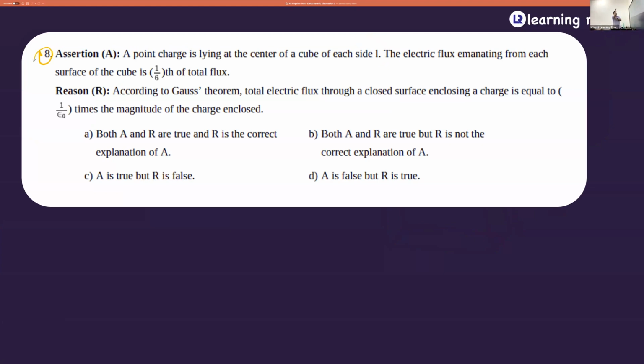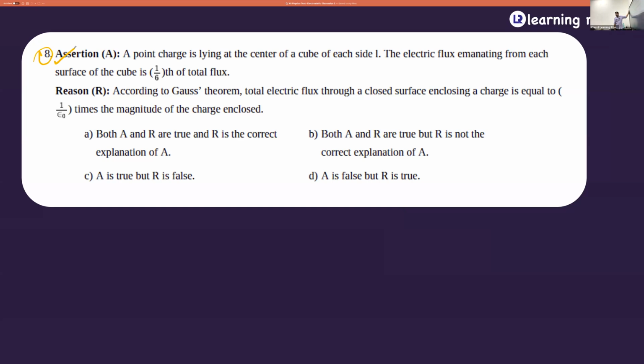So assertion reason. A point charge is lying at the center of a cube of side L. The electric flux emanating from each surface of the cube is 1/6 of the total flux. Is that right? Yes. So we did a problem from the textbook also. You remember that problem. So according to Gauss theorem, total electric flux through the closed surface enclosing a charge is equal to 1/epsilon naught times the magnitude of the charge enclosed. Is that right? So are both right?